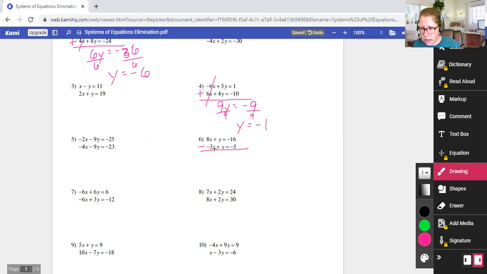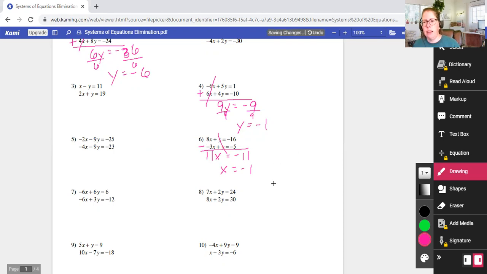So 8 minus negative 3, subtracting a negative is the same as adding a positive. So we're looking at 11x. Y minus y cancels out. Negative 16 minus negative 5 is negative 11. So x equals negative 1.